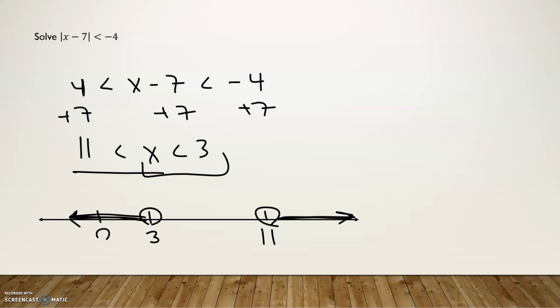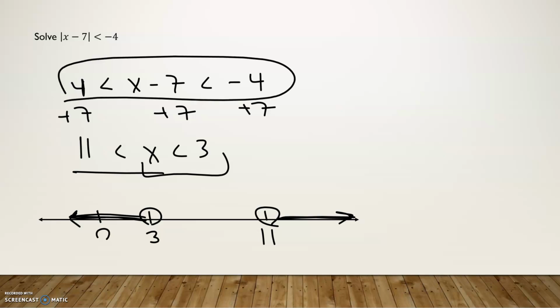Now, in one of the other videos in 2.7, we said that this type of inequality is an AND inequality. And an AND inequality is looking for the intersection of the solutions. Well, there's no intersection of the solutions, so that means that there's no solution to this problem.